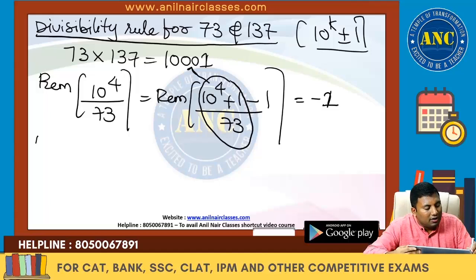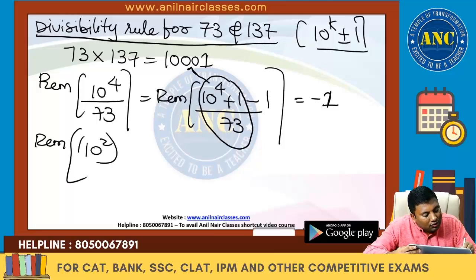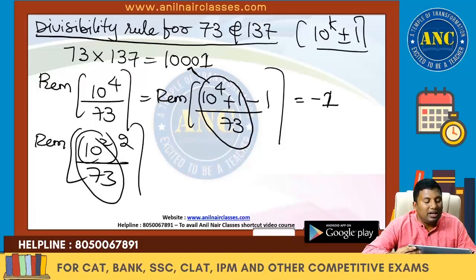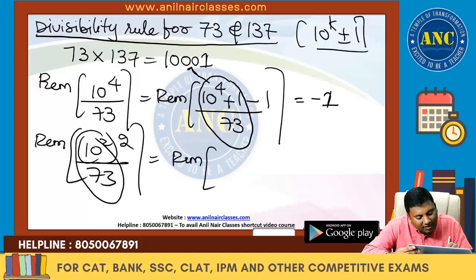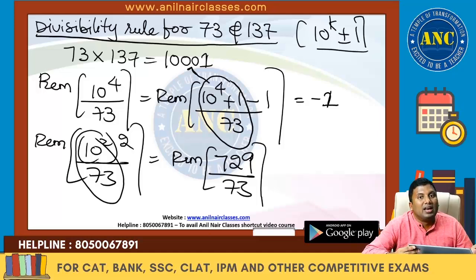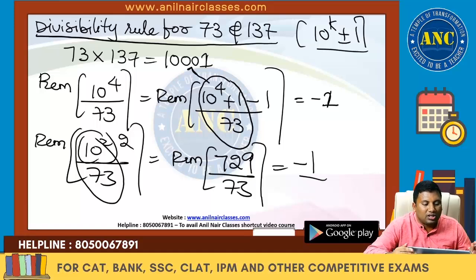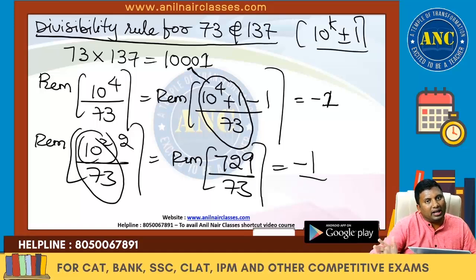Sir, I want a generic remainder proof. That you can also do. 10 square whole square divided by 73. 10 square is 100. 73 divides 100: 73 ones are 73, remainder is 27. 27 square is 729. 729 divided by 73: 73 tens are 730, so the negative remainder is minus 1. I hope you got an idea.